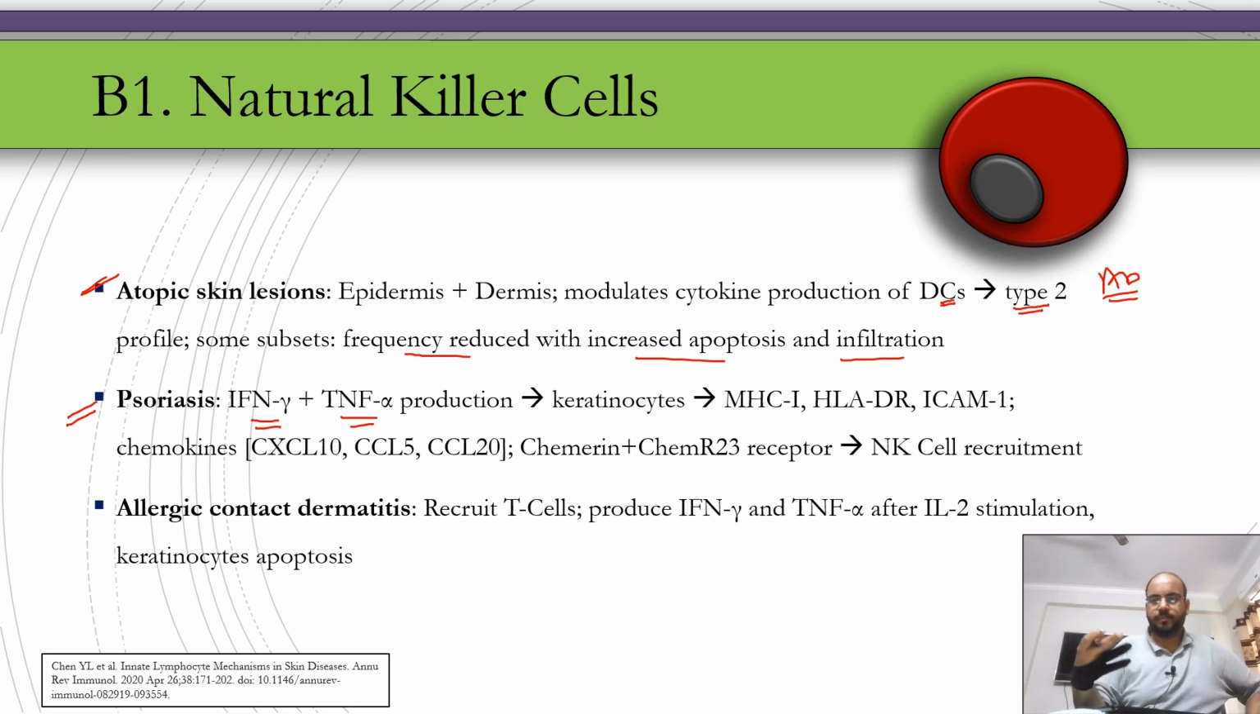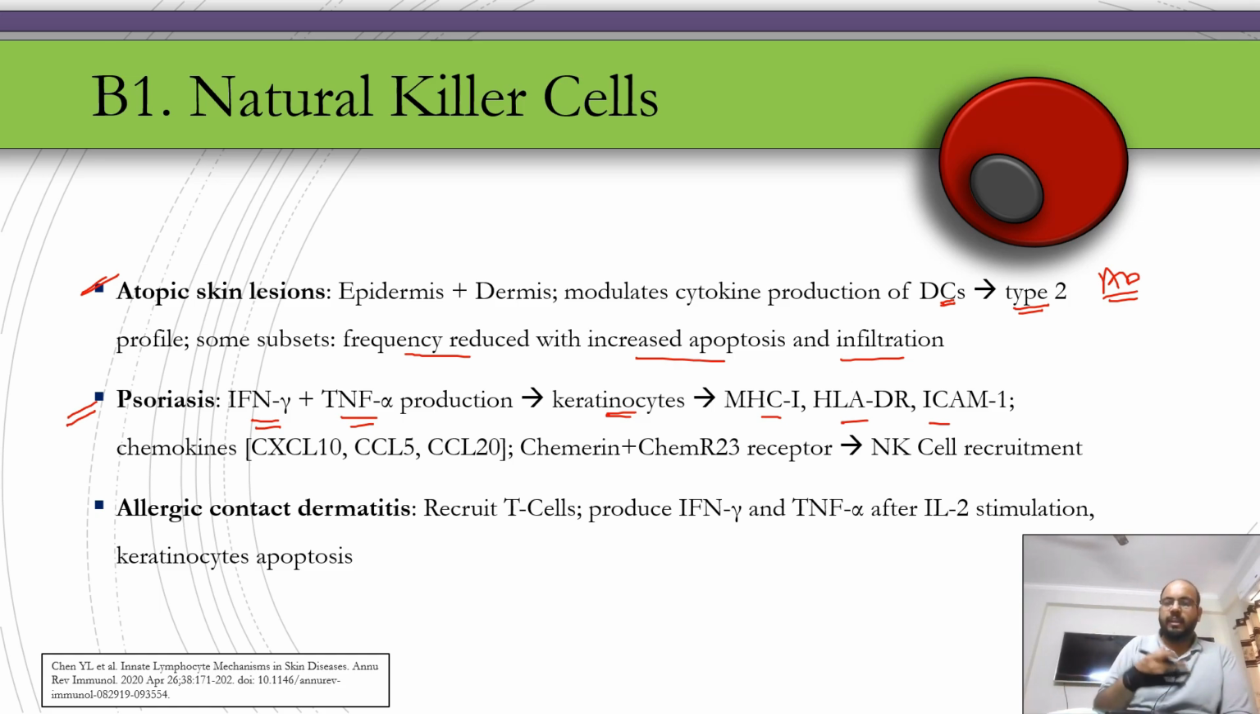In psoriasis, there is production of interferon gamma and TNF alpha. Remember, TNF alpha also requires interferon gamma stimulation for it to be released. Go watch our video on psoriasis pathophysiology and you will know. Interferon gamma produced by NK cells, and TNF alpha, act on keratinocytes via the receptors for MHC1, HLA-DR, ICAM1, and chemokines, and because of that action, there's keratinocyte proliferation. That is what you see in psoriatic scales.